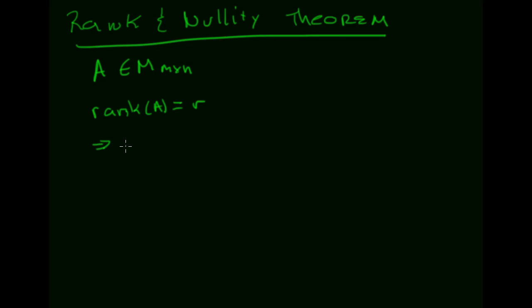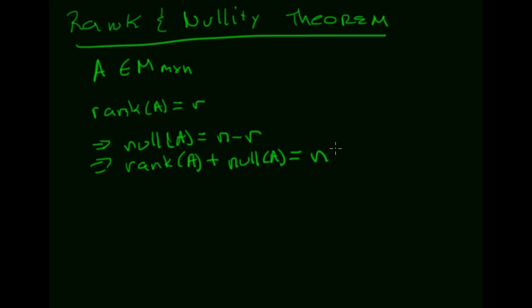then I also know that the nullity of that matrix is n minus r. So it's the number of columns minus its rank. Another way of saying this is to say that the rank of the matrix plus the nullity of the matrix has to equal the number of the columns.